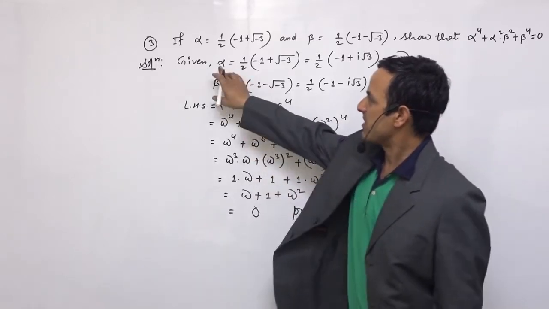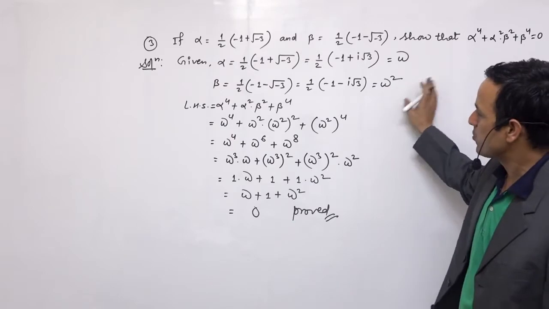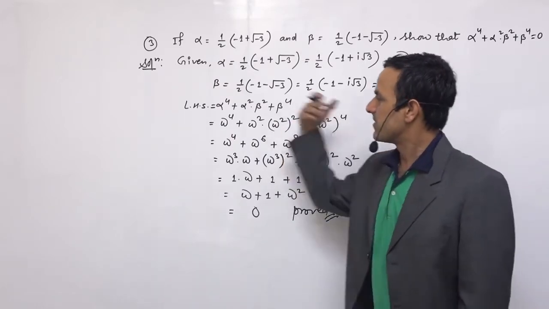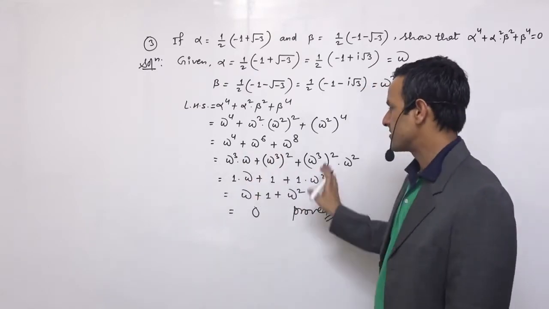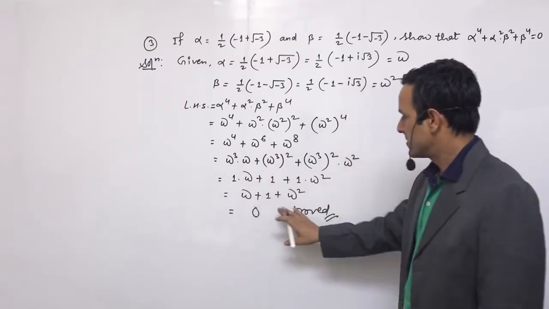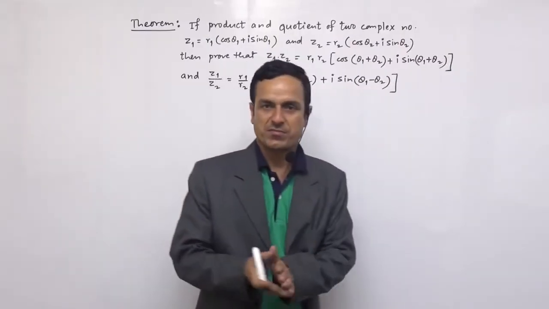So convert alpha into omega and beta into omega square. So in this way we can convert or change into the omega form, and using property we can find out the result like this. So 0 is the one of the theorem.